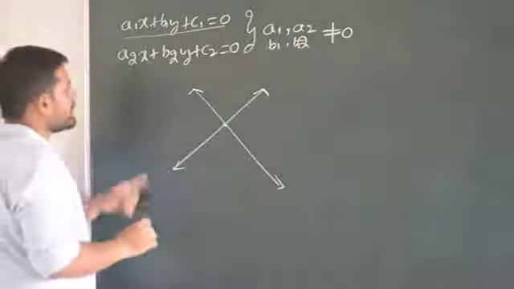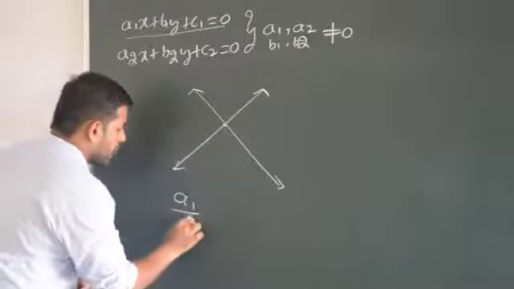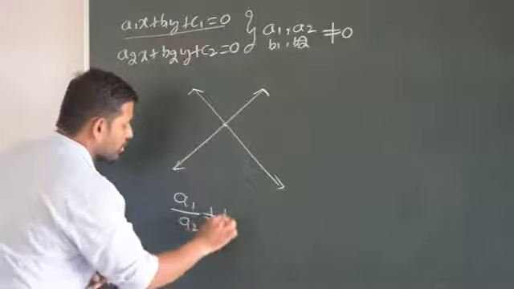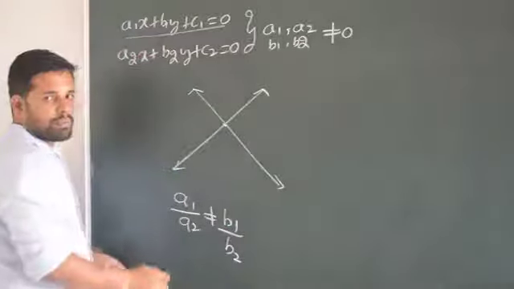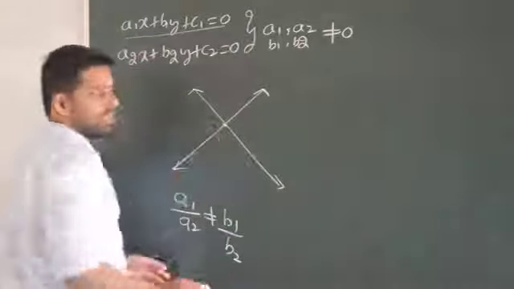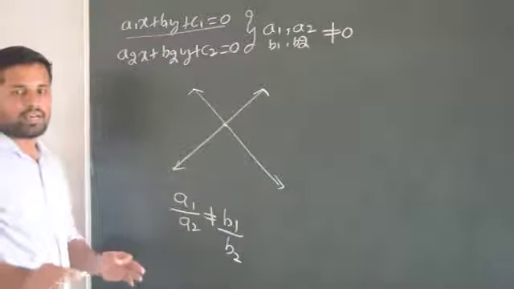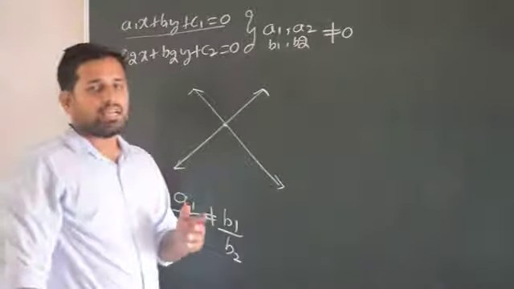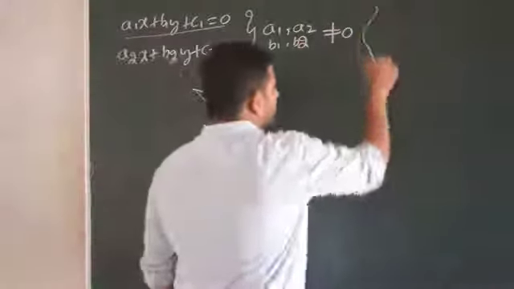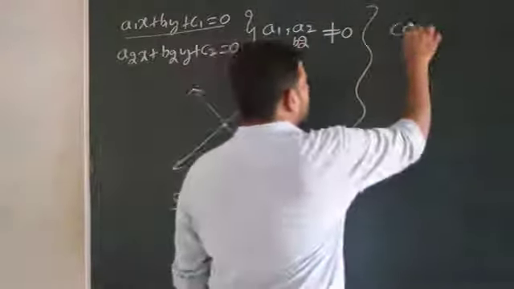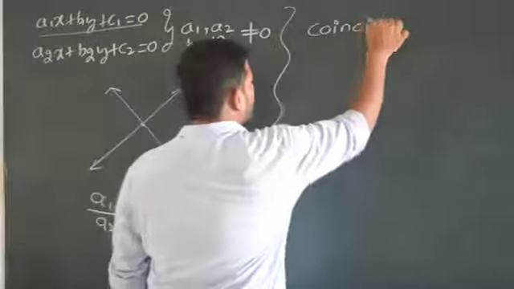So what should be the condition? The condition should be a1 by a2 should not be equal to b1 by b2. If a1 by a2 is not equal to b1 by b2, then these graphs are going to be intersecting. Alright, in the second video, at the end I have done one question on this. Now, I want these graphs to be coinciding.